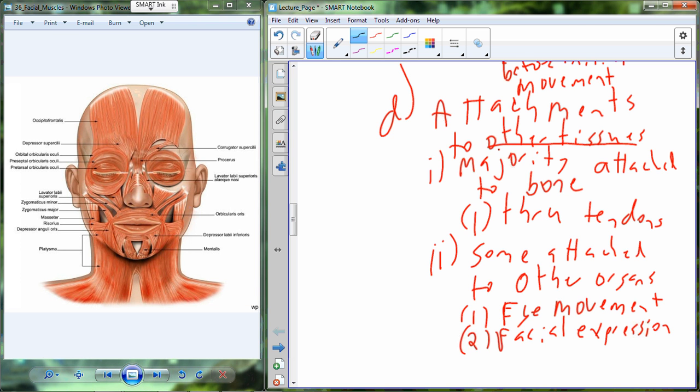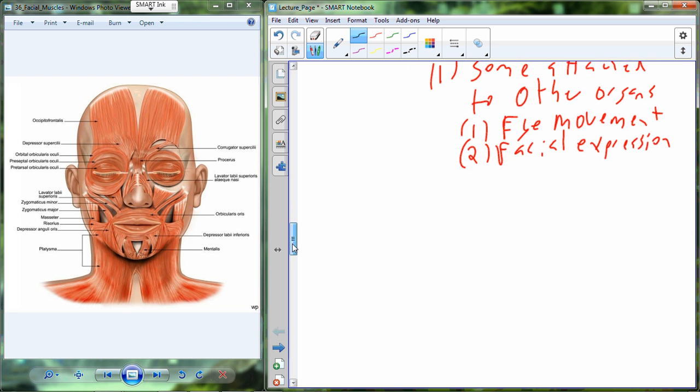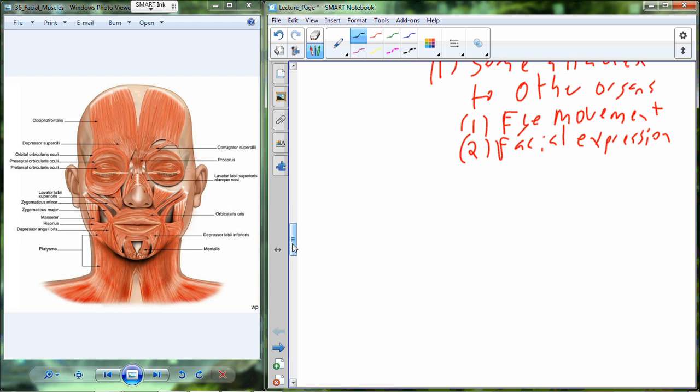So eye movement and facial expression. Now each of our muscles are going to have two and only two points of attachment.